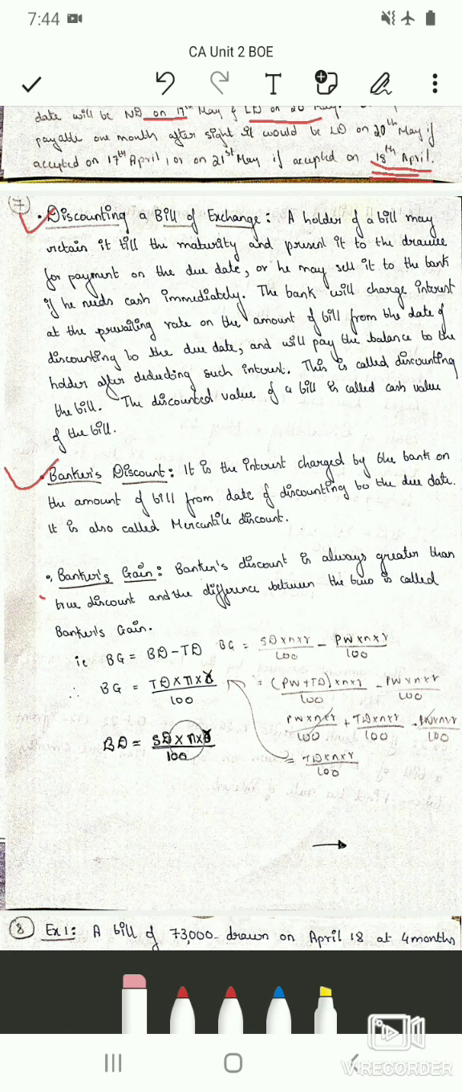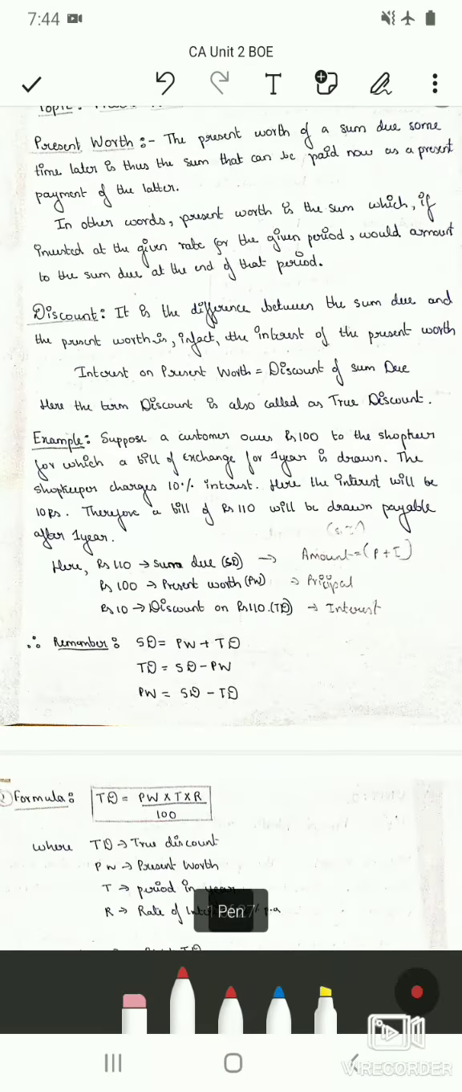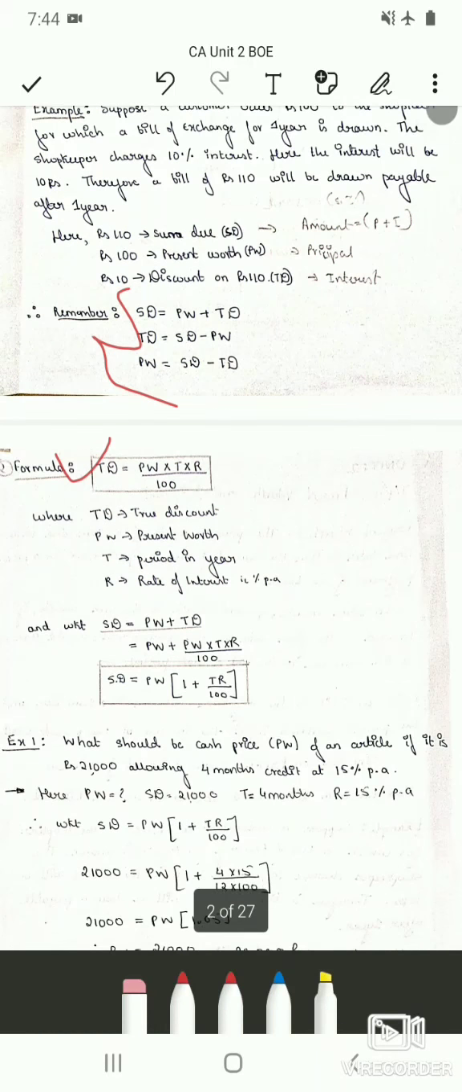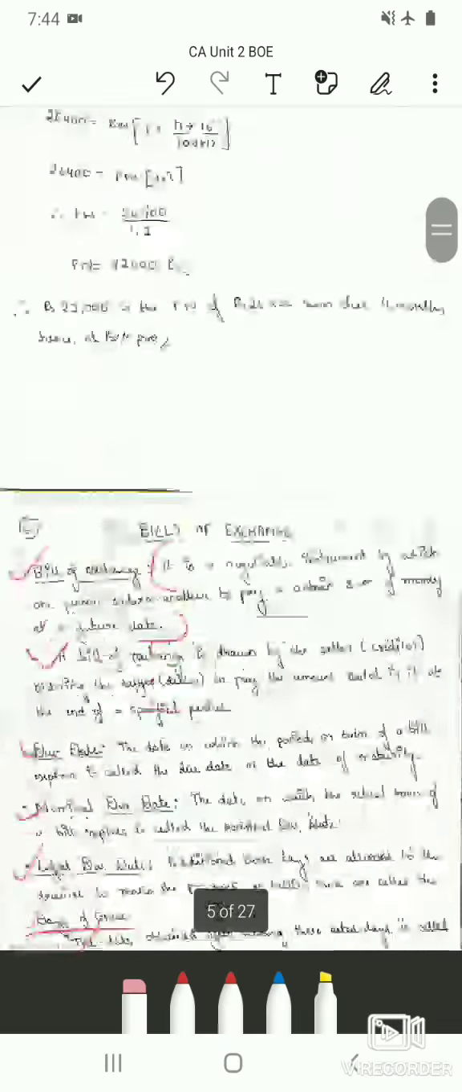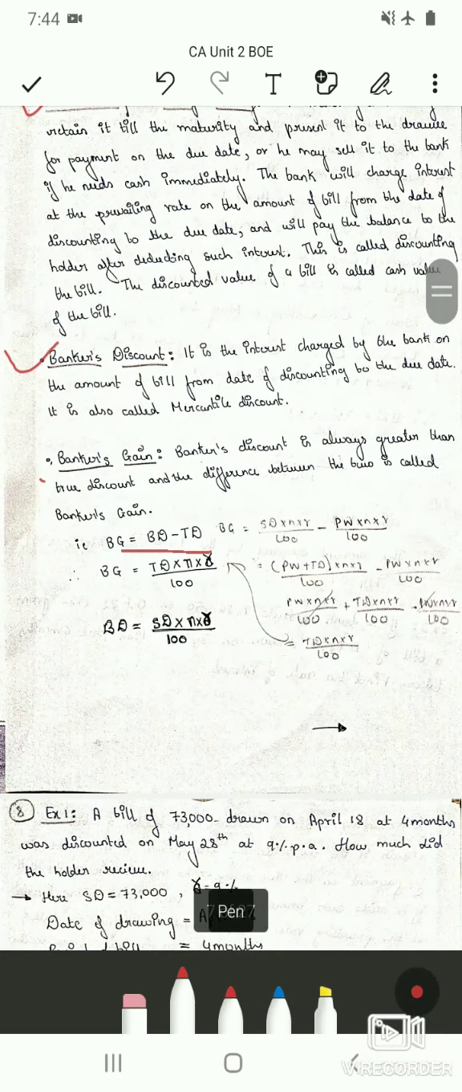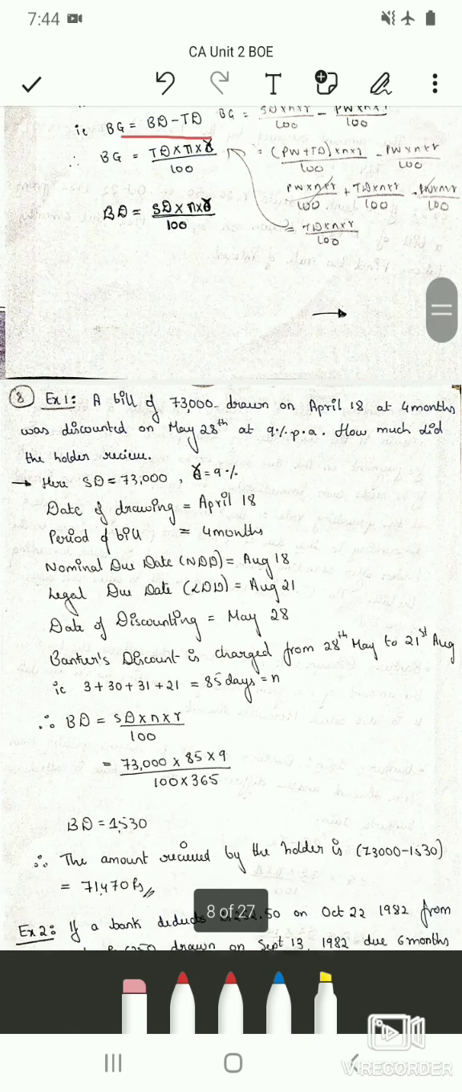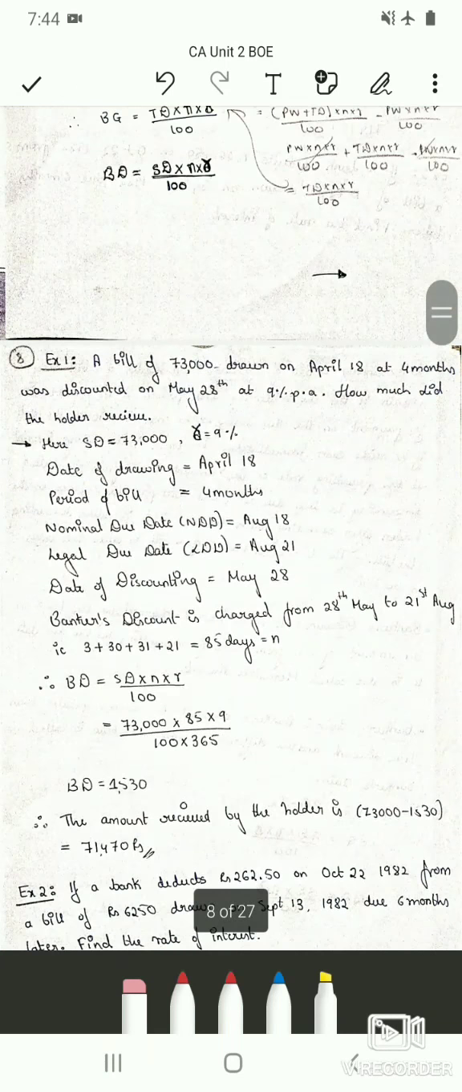So remember these formulas, this equation is also important. These three formulas, plus the formula for true discount, the formula for finding sum due, and the formula for banker's discount and banker's gain, and this equation. So only these formulas are used. With this we will start with the problems based on bills of exchange.